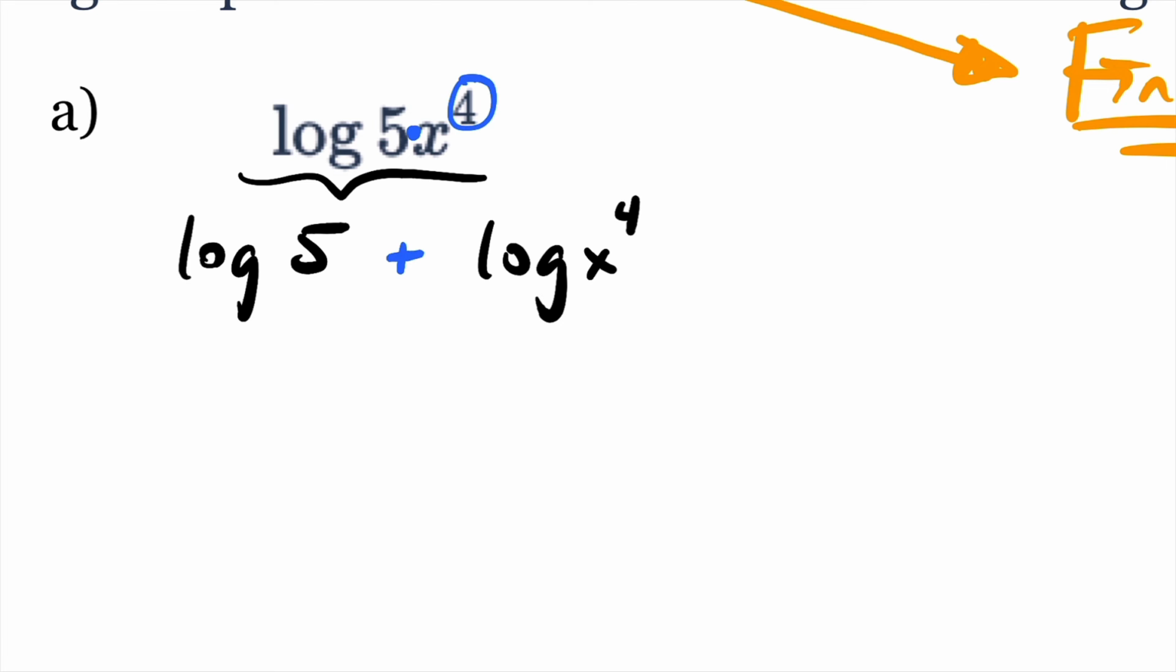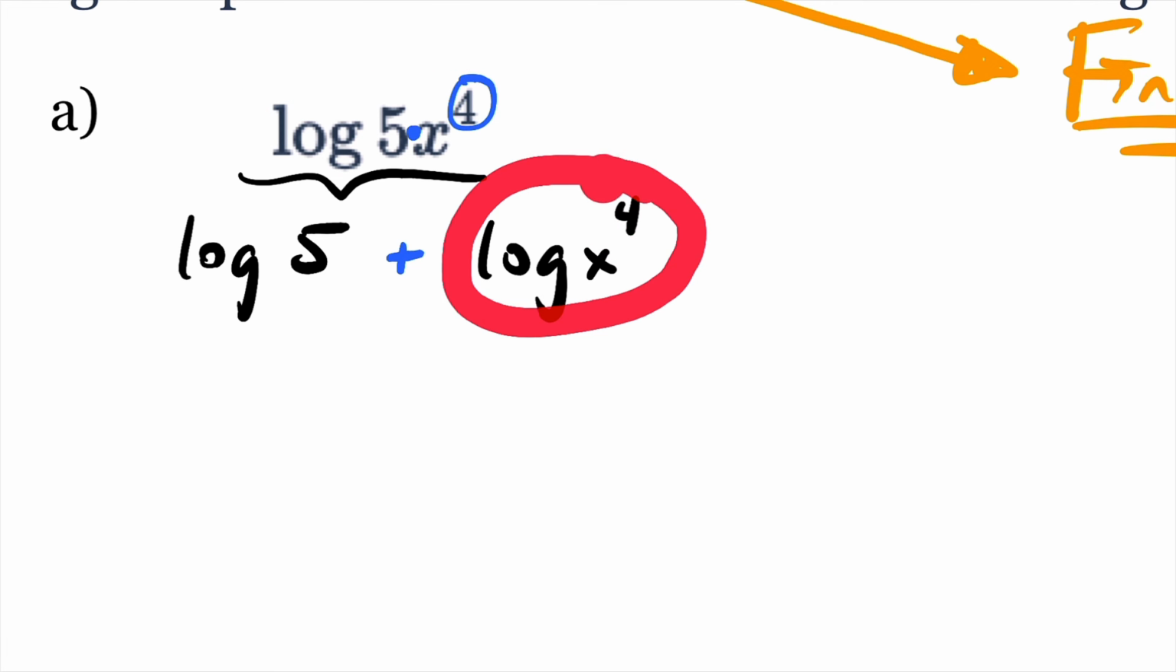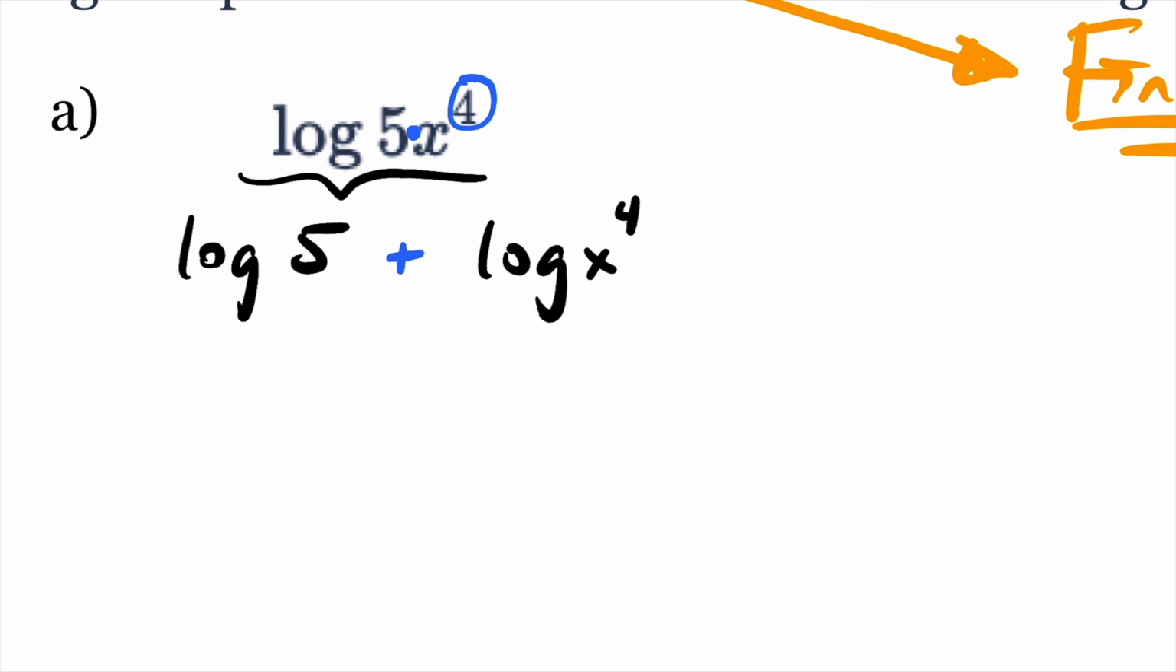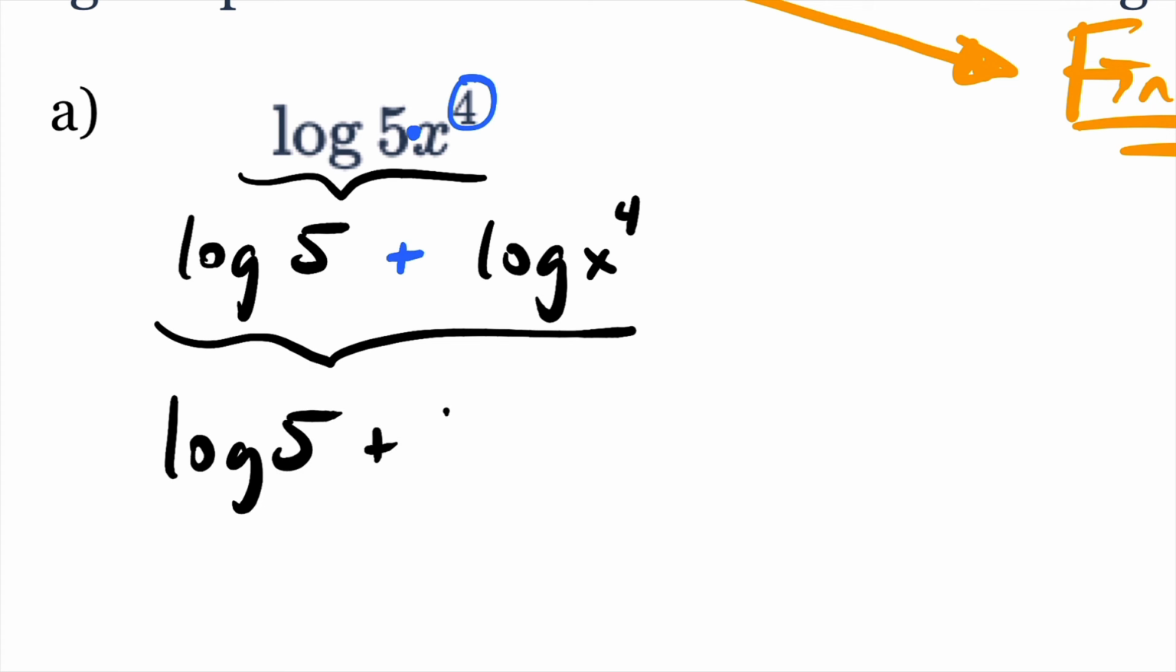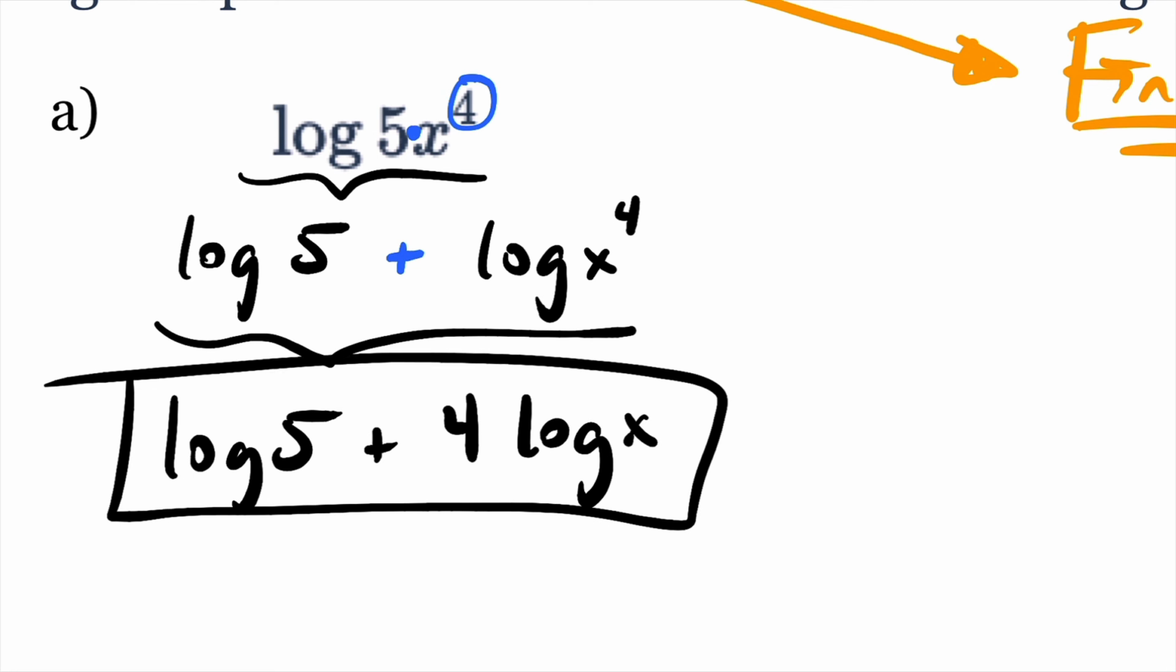There you go. So be careful when you put it in front, you don't put it all the way in the front. It doesn't go all the way. It just goes in front of the log it's with. So it's just going to go right here. So it's going to be log 5 plus 4 log x. We don't need the power anymore because it moved. It moved to the front.